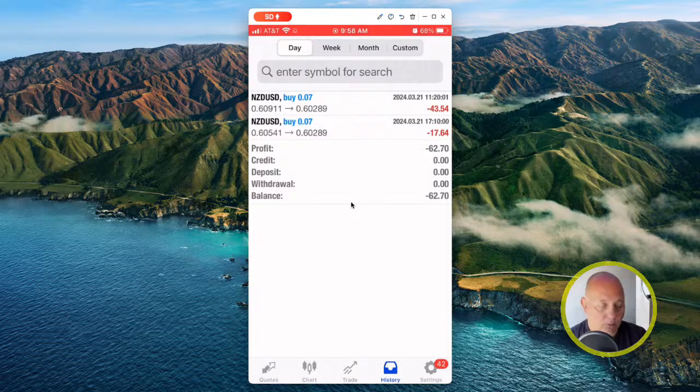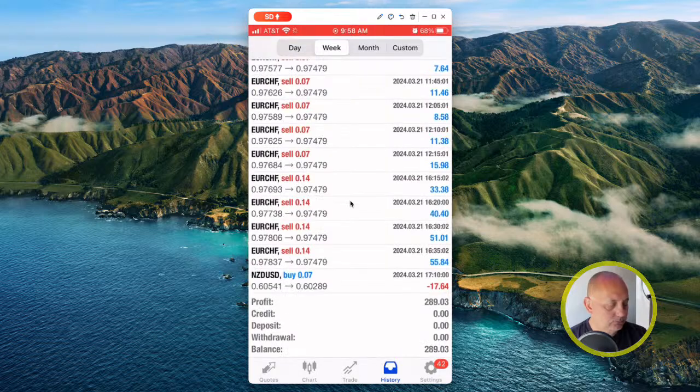Need lots of coffee this morning. So as far as the week goes, $289.03. Look, it's looking good. This is going to be the best feed to plug into no matter what.